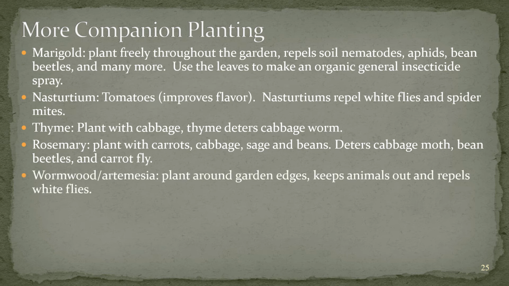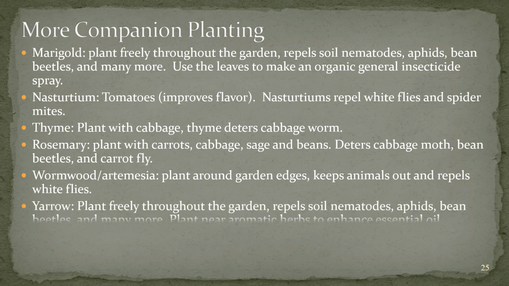Wormwood and Artemisia. Plant around your garden edges. This keeps animals out and repels whiteflies. Yarrow. You should plant freely throughout the garden because it repels soil nematodes, aphids, bean beetles, and many more. You want to plant near aromatic herbs to enhance essential oil production.